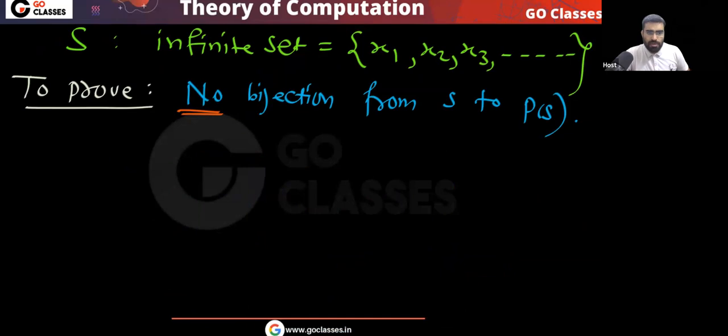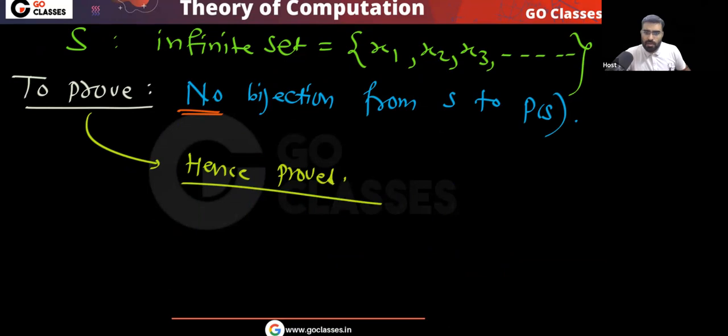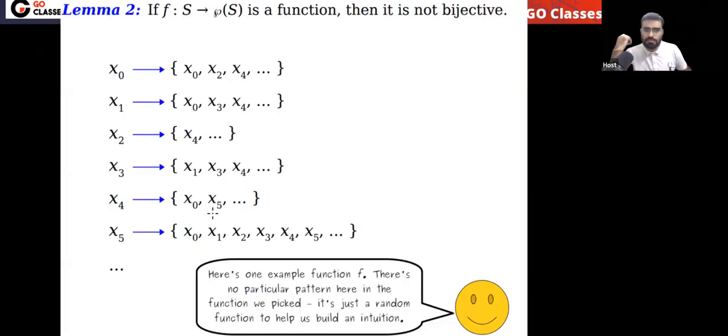So this is what we have done. There is no bijection from S to PS. This is hence proved. We have proved it. That's it. Is this clear? I hope you understood.